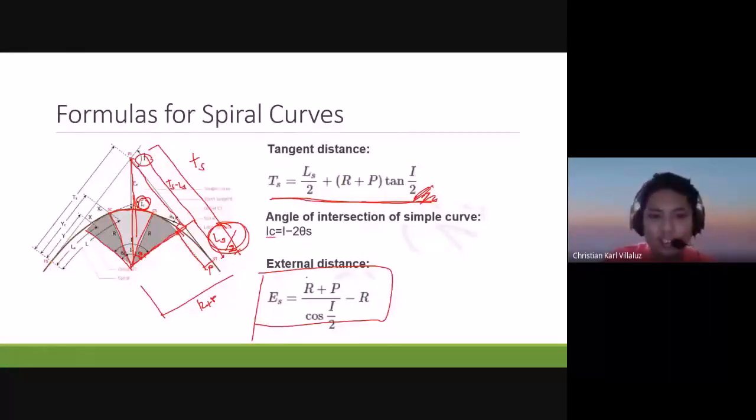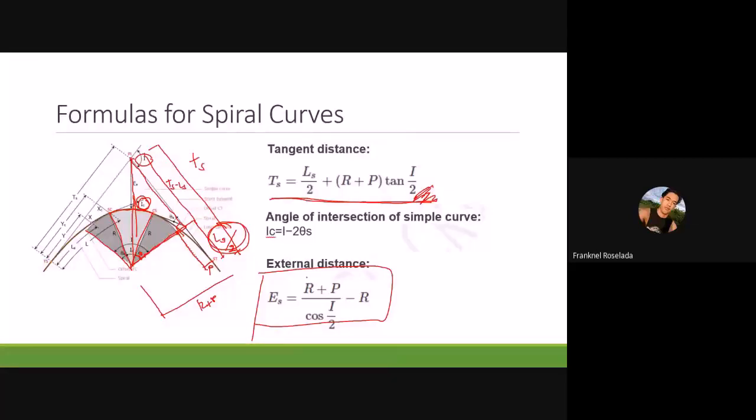May katanungan, class. May katanungan sa discussion o sa mga formula ng spiral curve. Wala po. Okay, wala. Sige, mag-proceed na tayo. So, ang kagandahan lang sa mga problems na ma-encounter natin sa spiral curve is that, ano siya, formula-based lang. Formula-based yung mga problem natin dito. Kaya, kailangan lang kabisado yung formula para ma-solve natin siya. Okay?